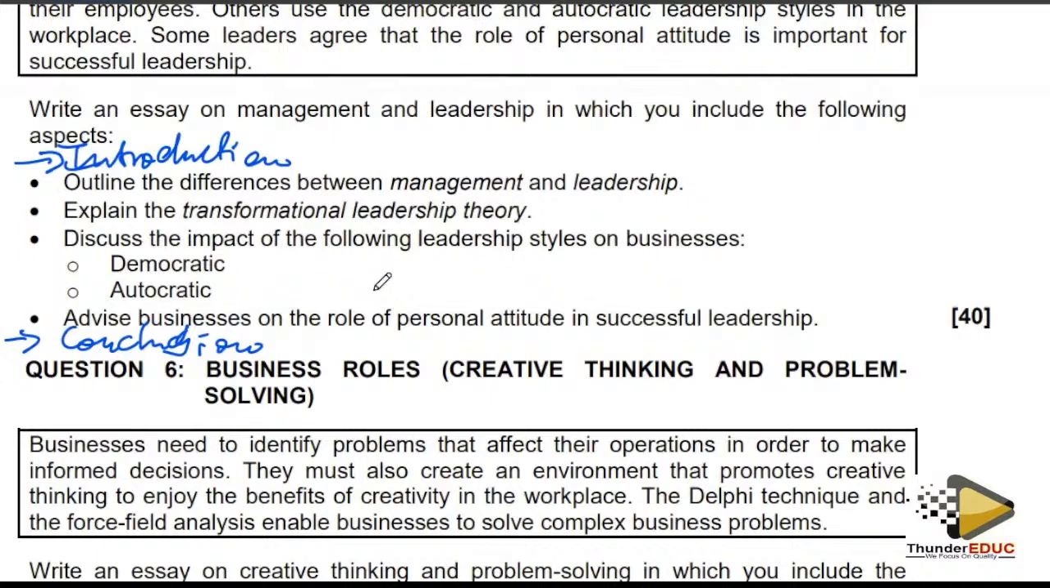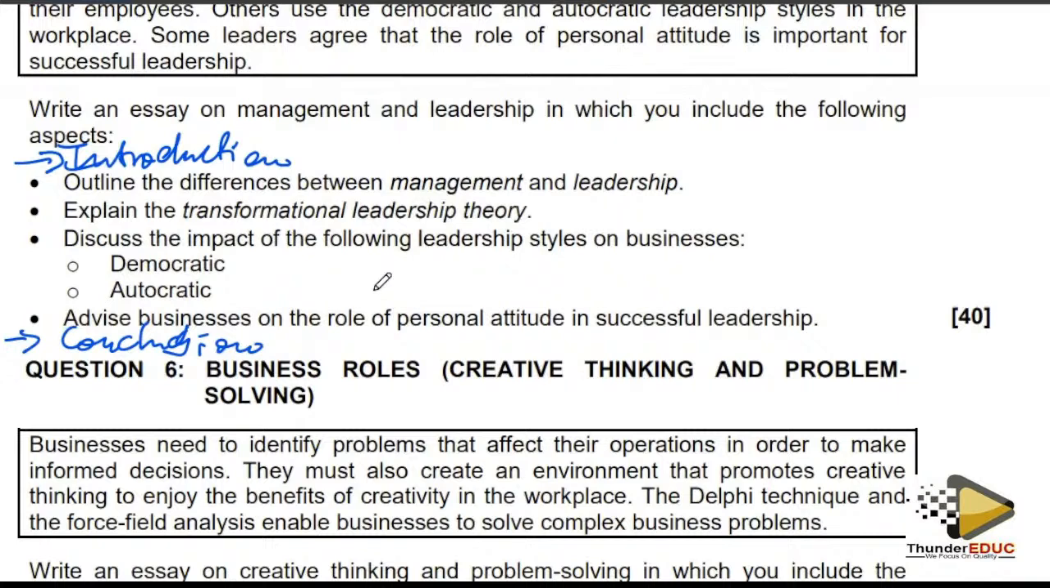Okay, right. So now let's check the negative of democratic. Employees may feel discouraged if their opinions or inputs are not considered. Also, it is not effective in times of crisis when quick decisions need to be made. Okay, right.